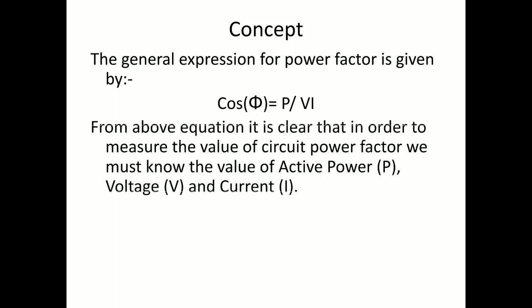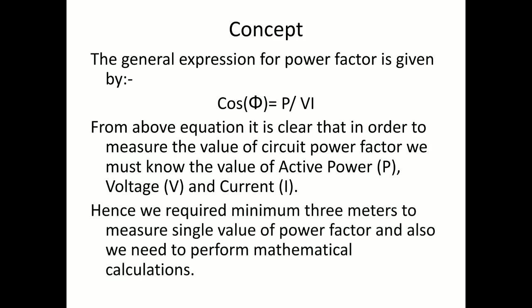Now let us discuss the actual concept of the power factor meter. We know that the general expression for power factor is given by cos phi equals P divided by V into I, where P is the active power, V is the supply voltage, and I is the current flowing through the circuit. From this equation it is very clear that if you are interested in measuring the value of power factor, at minimum we require three quantities: active power, voltage and current.